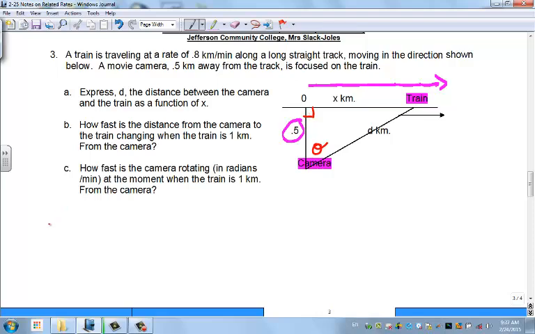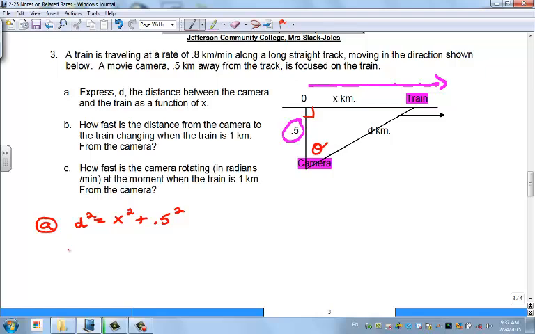So we got D is, of course, the hypotenuse. So this is going to be D squared equals X squared plus 0.5 squared. So that's the formula that relates everything. And as D changes, X will change. So that's your first formula.